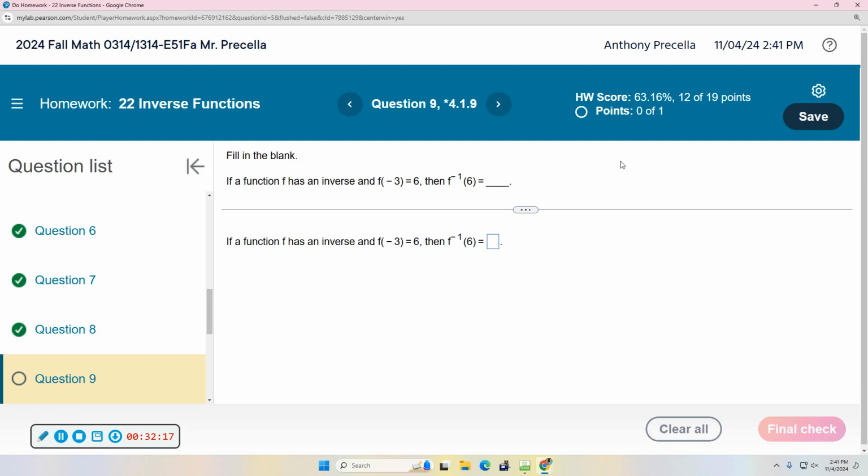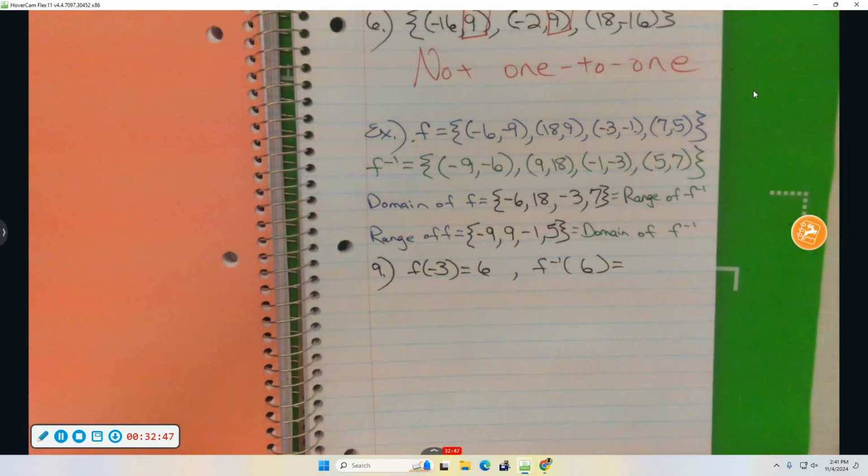If a function has an inverse and f of -3 is equal to 6, then f inverse of 6 is equal to, so hold on, let me write this down. This is number 9. f of -3 is equal to 6, so f inverse of 6 is equal to, let me make sure I wrote it down all right. Okay, there.